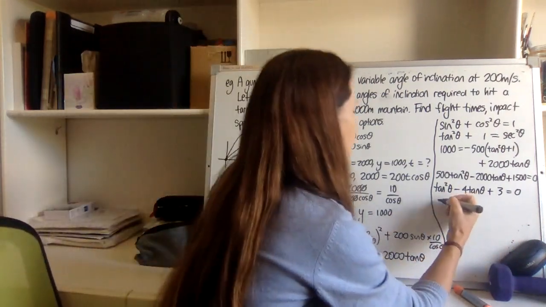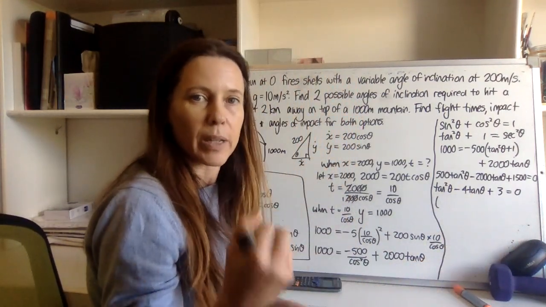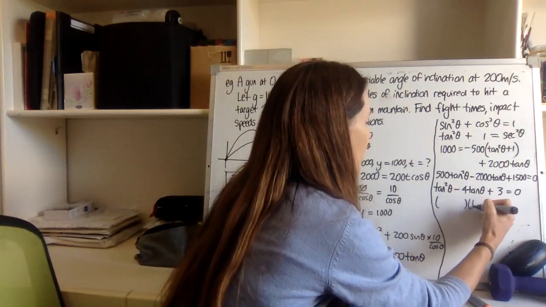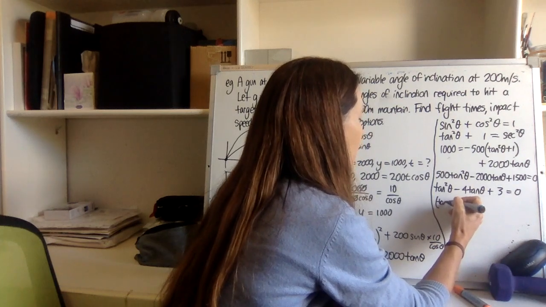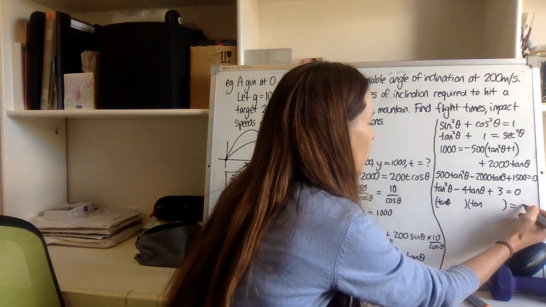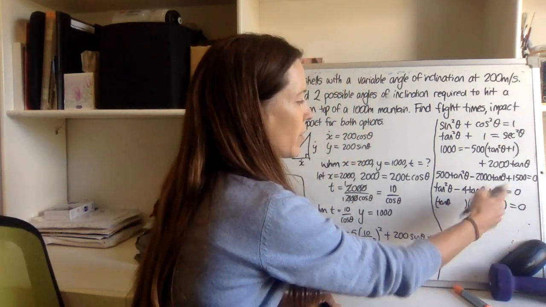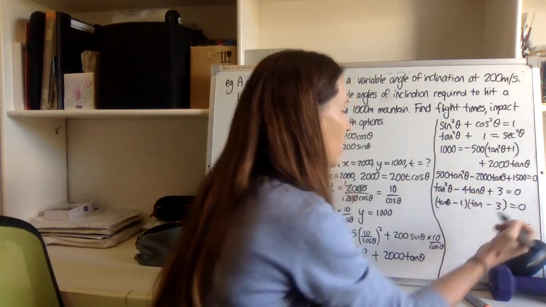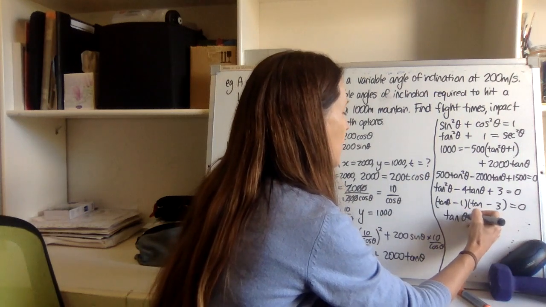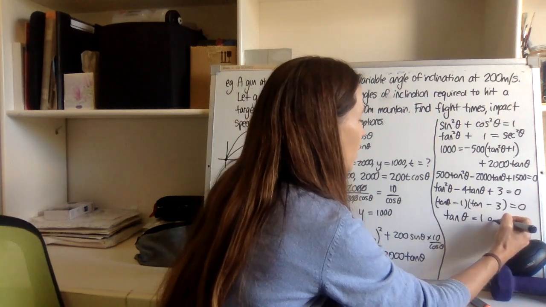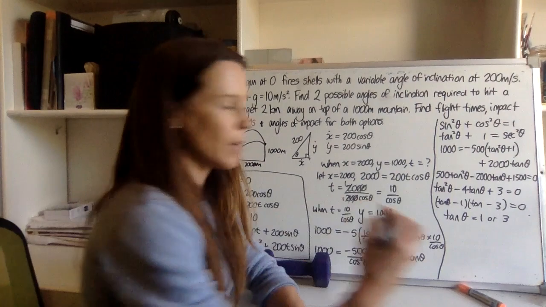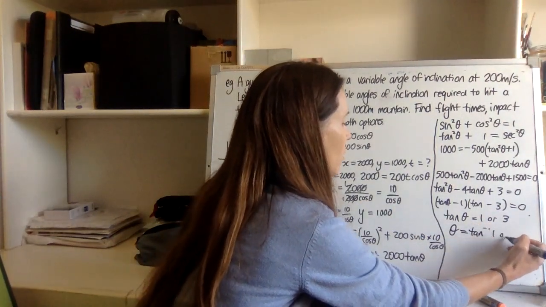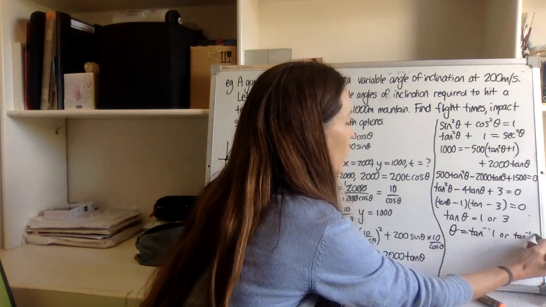So now I can see how to solve this. If you want to let u equal tan theta, you can, and then solve it. I can see here that I can just go ahead and put my tan theta in, 2 sets of brackets, and I need 2 numbers that multiply to make 3 and add to make -4. So I need -1 and -3. So that means that tan theta is equal to 1 or 3. And that means that theta will be the inverse tan of 1 or the inverse tan of 3.